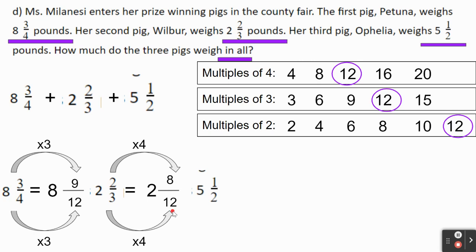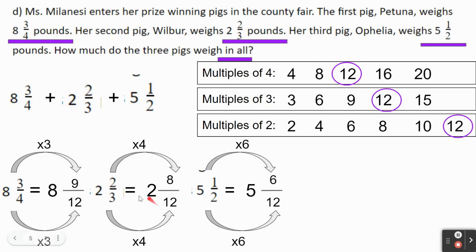We'll do finally 5 1/2, where we rewrite it so the denominator is 12. Let's ask ourselves, what do we multiply by 2 to get to 12? Well, 2 times 6 equals 12. So since we're multiplying by 6 on the bottom, we can multiply by 6 on the top. 1 times 6 is 6, and the whole number in the front stays the same. So now we have 3 mixed numbers that all have a denominator of 12. So we can add these mixed numbers together.